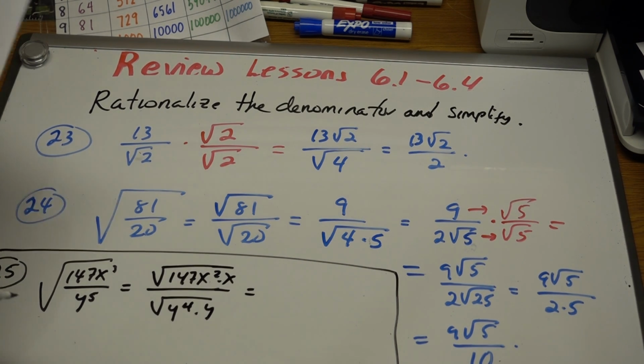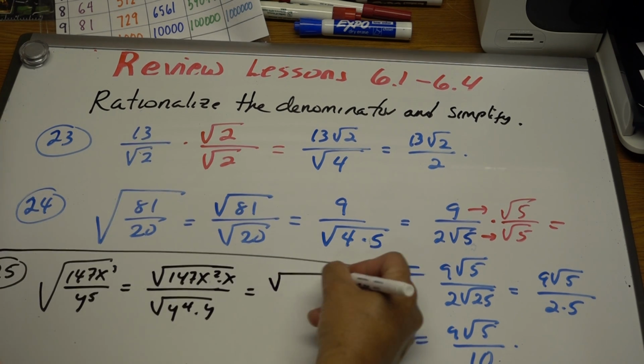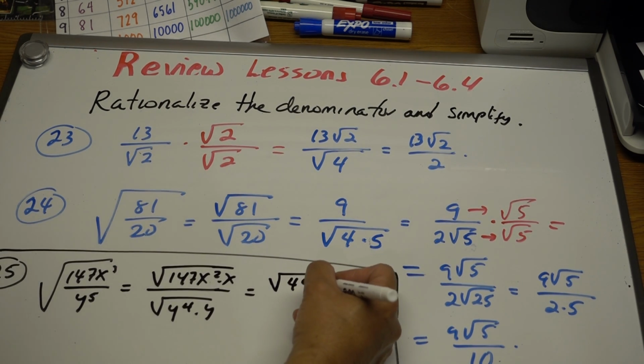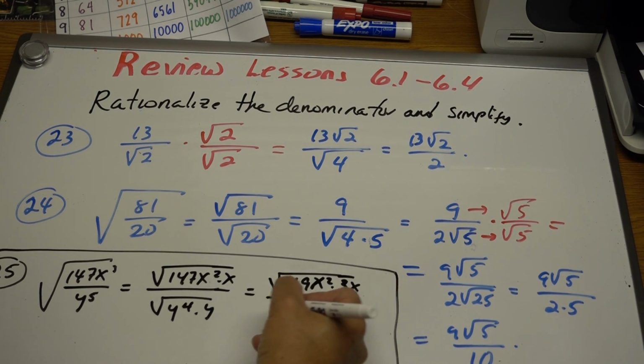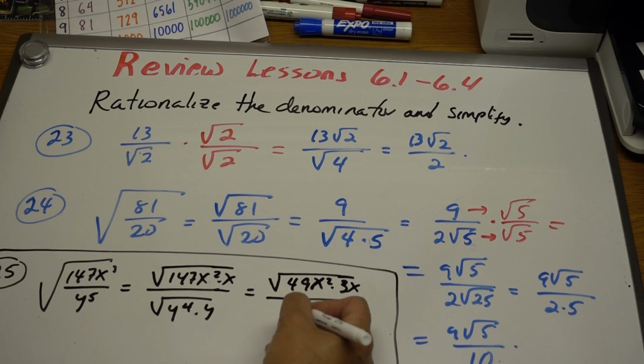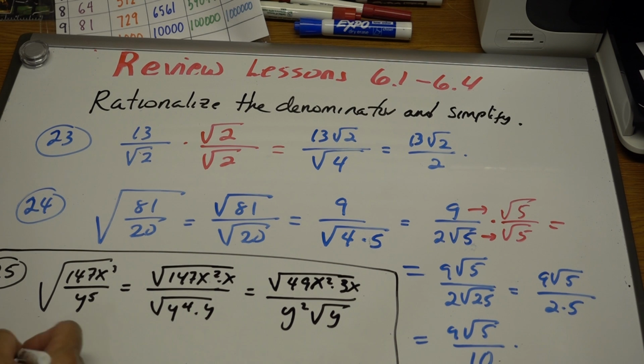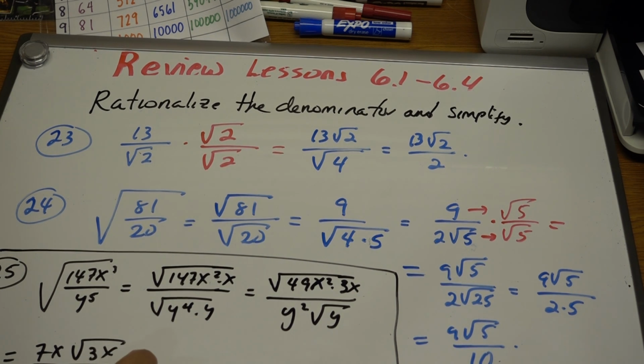So 147 is not perfect, but we can break down 147 and write it as 49 times 3. So we're going to have 49x squared times 3x over y to the 4th, which goes out as y squared times the square root of y. On top we have 7x square root of 3x over y squared square root of y.